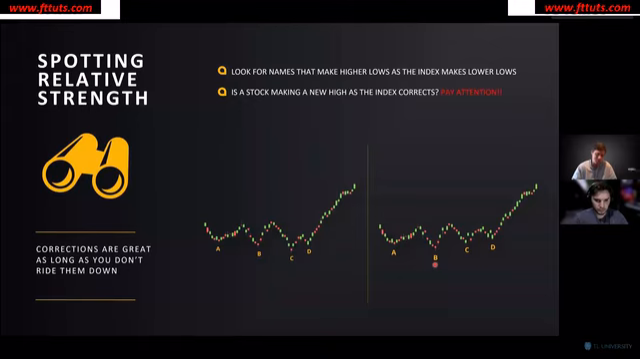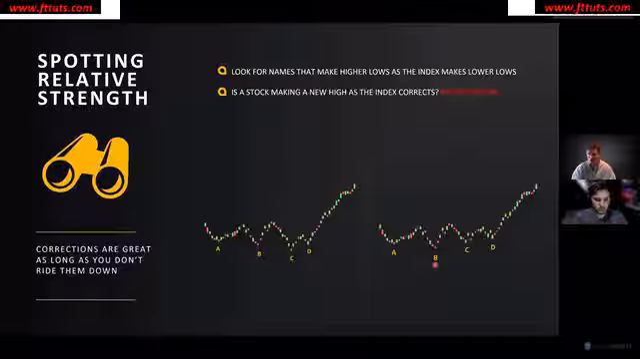I think it's one of the absolute best ways that you can really assess relative strength, because it is what it is. The stock literally made a higher low and the index made a lower low. It's a sign that buyers are supporting that name. So I think it's something that you should keep in your toolbox.